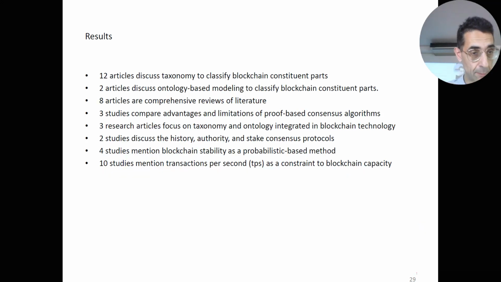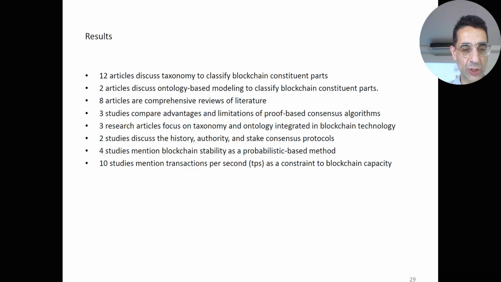So more specifically, 12 of these articles, as you already saw, discuss taxonomy to classify blockchain constituent parts. Two articles only discuss ontology-based modeling to classify blockchain components. Eight articles are comprehensive reviews of literature. Three studies compare advantages and limitations of proof-based consensus algorithms. Three research articles focus on taxonomy and ontology integrated in blockchain technology. Two studies discuss all three consensus protocols that we are interested in, such as history, authority, and stake protocols.